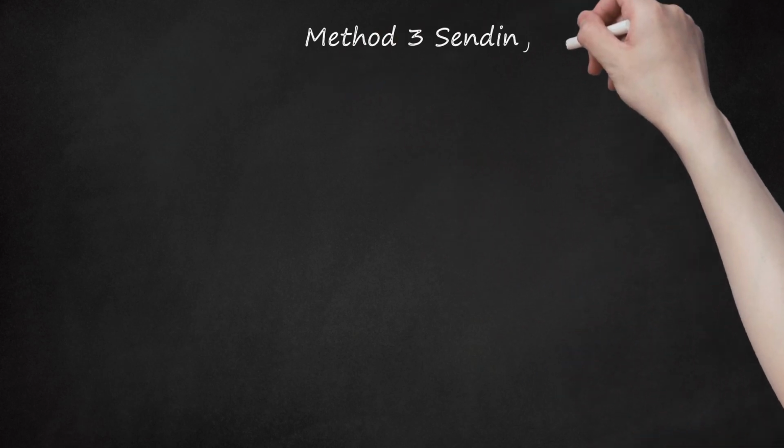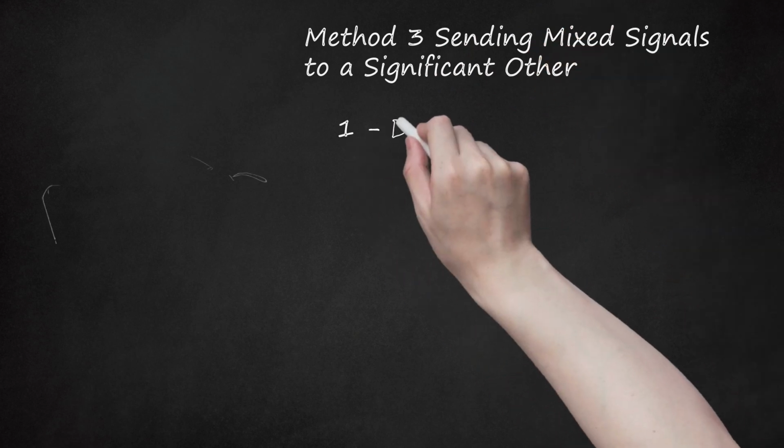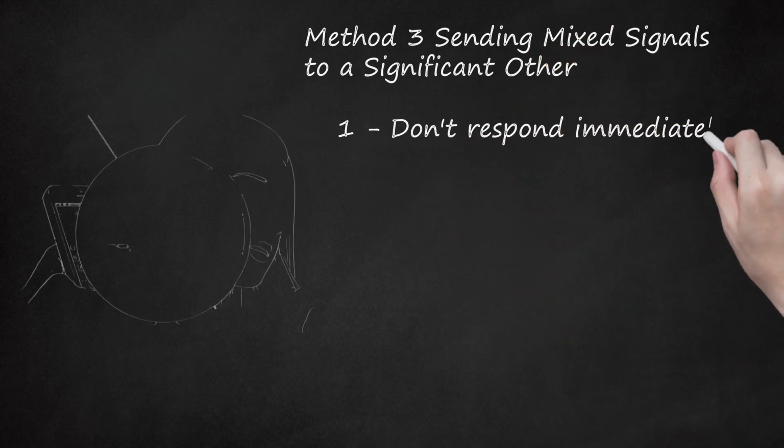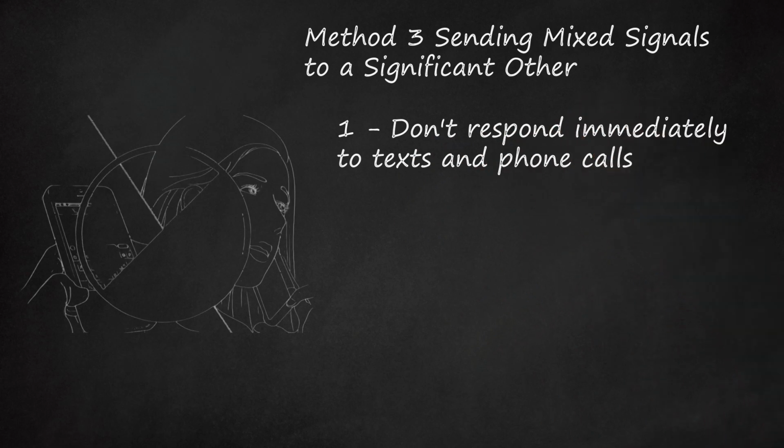Method 3. Sending mixed signals to a significant other. 1. Don't respond immediately to texts and phone calls. People who are always available leave little room for mystery or deception. Instead of waiting by the phone to engage in conversation, let her think you are busy. If she is excited to text you in the morning with a flirty greeting, do not send one back until hours later. This will leave her wondering where you are and who you might be with.